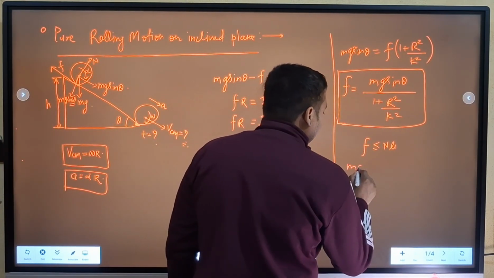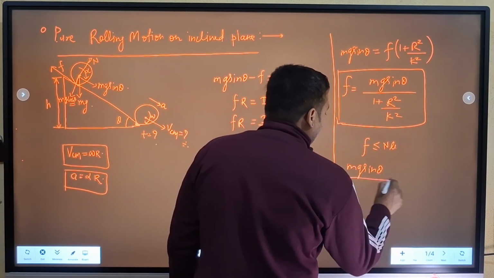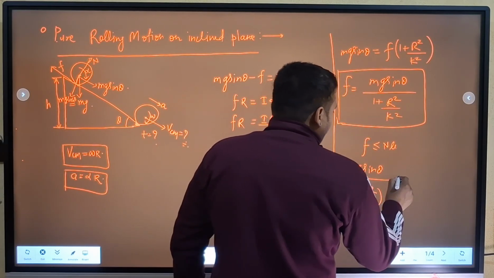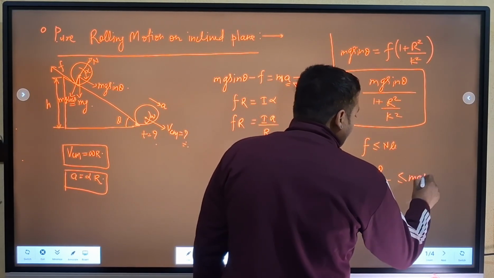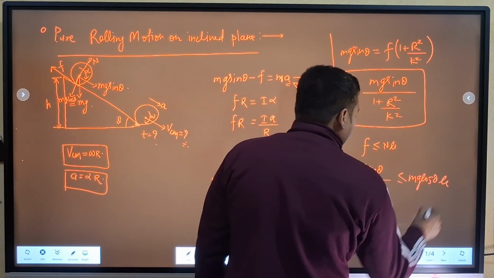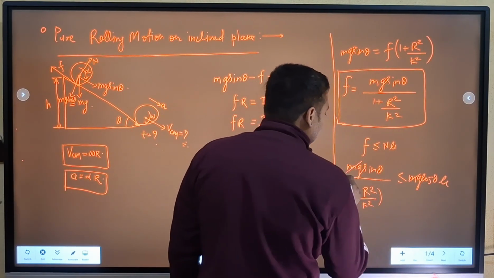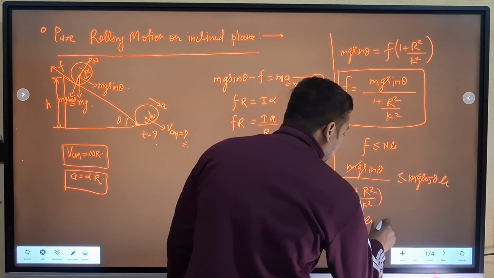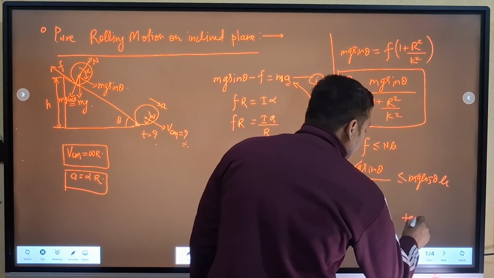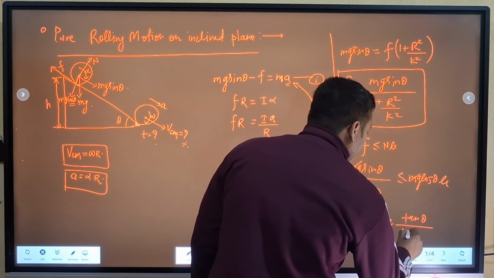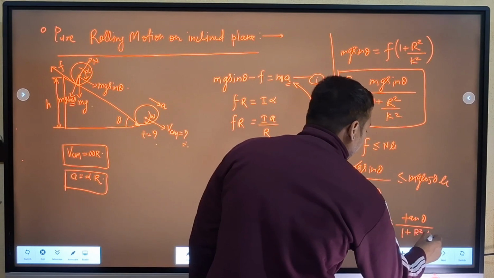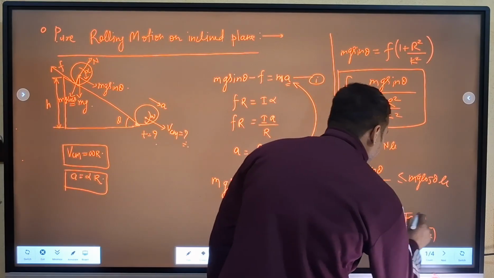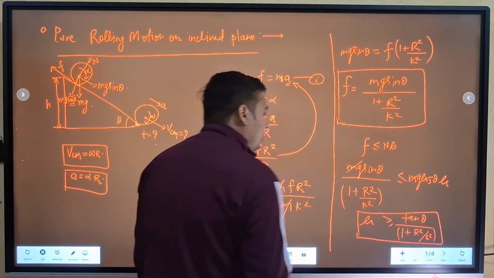So if you write mg sin theta divided by (1 plus r square by k square), and on the right side we will take mg cos theta into mu. So mg will be cancelled here. From here we can write the mu value should be greater than or equal to tan theta. So mu should be greater than or equal to tan theta divided by 1 plus r square by k square.